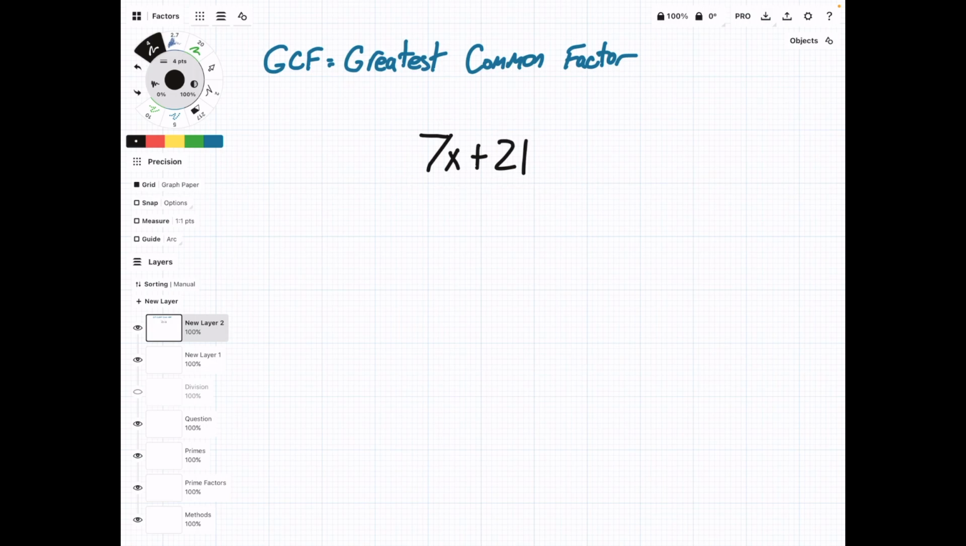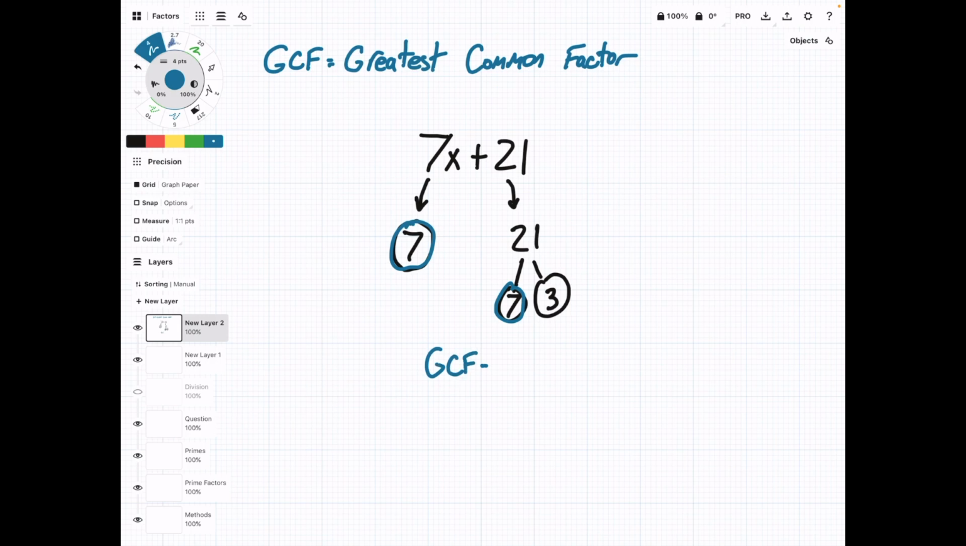So when we have something that looks like this, we want to extract the coefficients of each monomial, 7 and 21, and then we want to factor them, just like we were doing before, using the factor tree. So 7 is a prime number, so we just circle it, and then 21 can be broken up into 7 and 3. 7 times 3 is 21. And then to find the greatest common factor, we just find the common factors between the two. If there was more than one, we would multiply them. In this case, there's only one, so the GCF is 7.